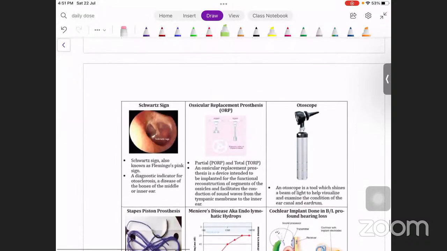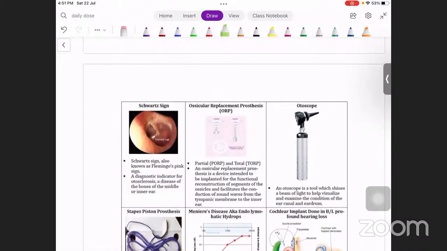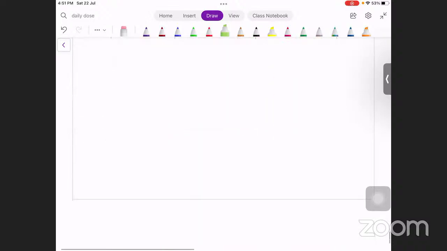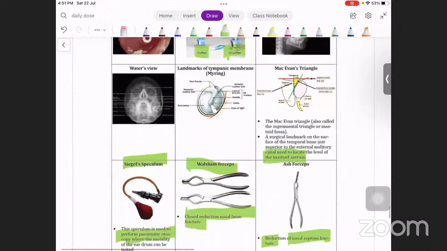One is your ORP, ossicular replacement prosthesis, and another one is your Schwartze sign. You may see it in the otosclerosis and otoscope image. And apart from that, the stapes piston prosthesis for otosclerosis. So these are the important ones you may see in the case of your ENT.